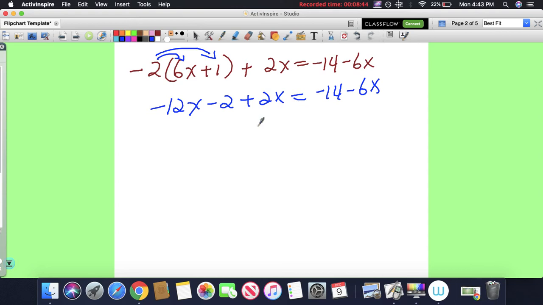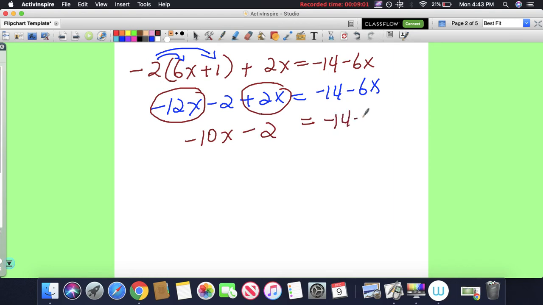Ask yourself if there's anything to combine on the left side. Yes, there is. I can combine these two, they are the same. This guy and this guy are the same. Negative 12 plus 2x is going to give me negative 10x, right? Because it's negative 12 plus 2. And then that minus 2. And that equals negative 14 minus 6x.